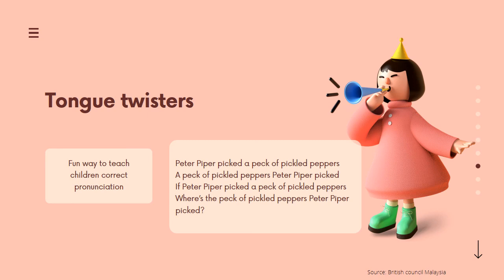So this is one example of a tongue twister. Peter Piper picked a peck of pickled peppers. A peck of pickled peppers Peter Piper picked. If Peter Piper picked a peck of pickled peppers, where's the peck of pickled peppers Peter Piper picked?